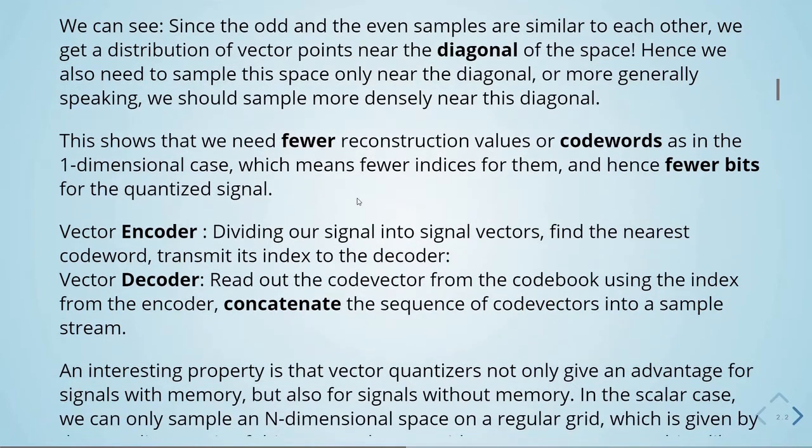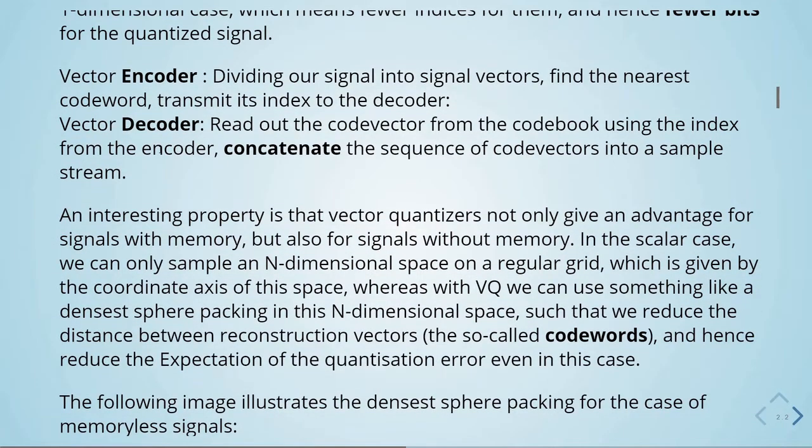In a vector encoder, we're dividing our signal into signal vectors. We find the nearest code word and we transmit its index to the decoder. On the decoder, we read out the code vector from the codebook using the index from the encoder. We concatenate the sequence of code vectors into a sample string.